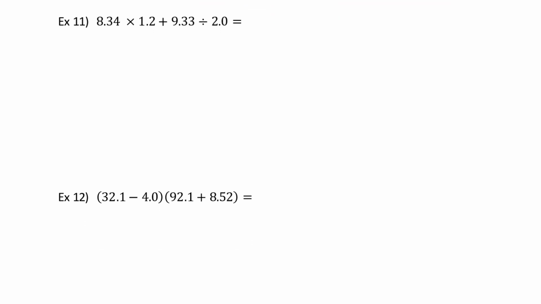There's 2 more here. I'd like you to pause the video and give these a try on your own. Remember to always use BEDMAS, and remember fewest number of significant figures for multiplication and division, fewest number of decimal places for addition and subtraction. So here we're using BEDMAS. When reading the problem from left to right, we start with multiplication. This gives me 10.008 plus 9.33 divided by 2.0. Now that I've done that, now I move on to division.